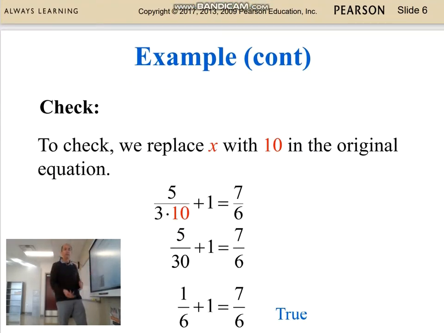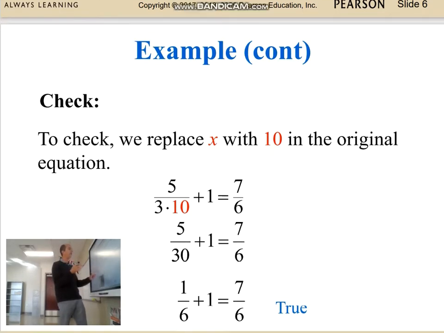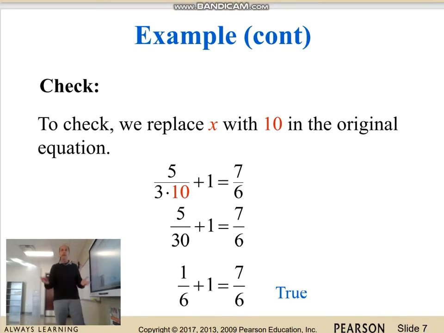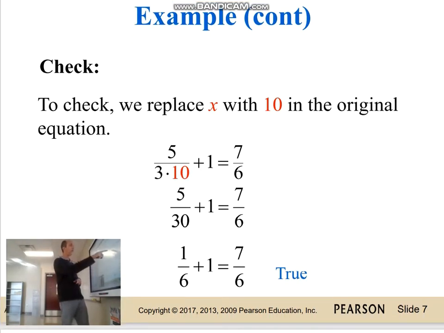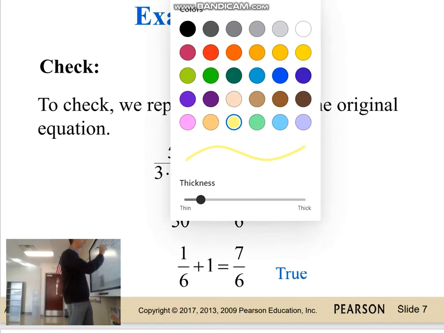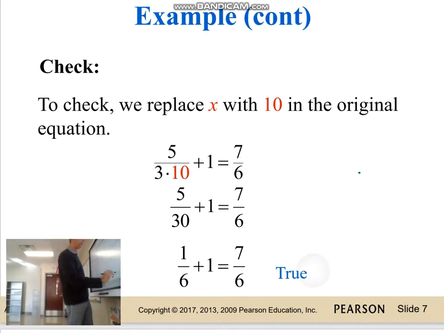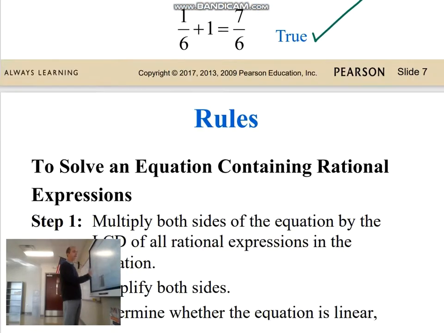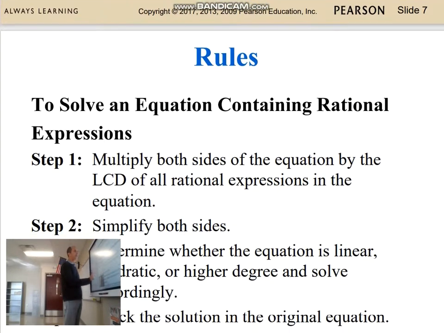there are two reasons you have to check: to make sure you have the right answer, and to make sure you don't have an answer that's not in the domain, that makes the denominator equal to 0. So check, plug in x equals 10 into the original equation, and if it produces a true statement, that's it. This is an adequate and good answer.